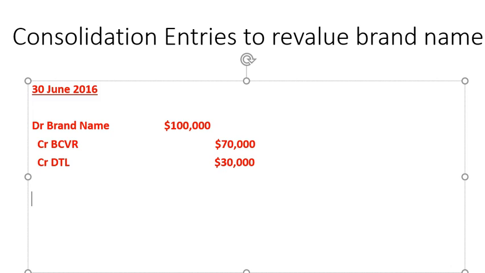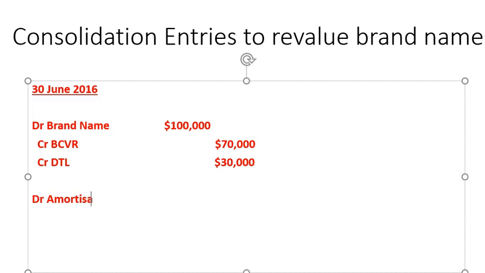The other thing about the brand name is that it has a useful life. The question tells us it's 20 years. This means that we need to amortize the brand name. So the fair value is $100,000, with a useful life of 20 years. That means our amortization expense will be $5,000 per year. Because the subsidiary doesn't recognize the brand name on the balance sheet, they won't be amortizing it at all. So we will need to recognize the full amortization expense in our consolidation adjustment.